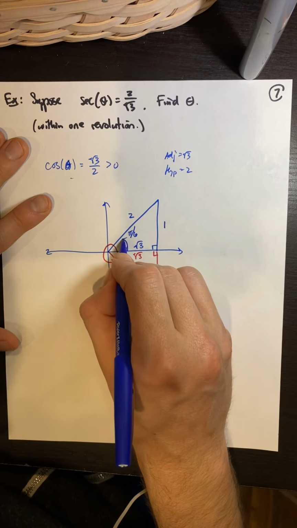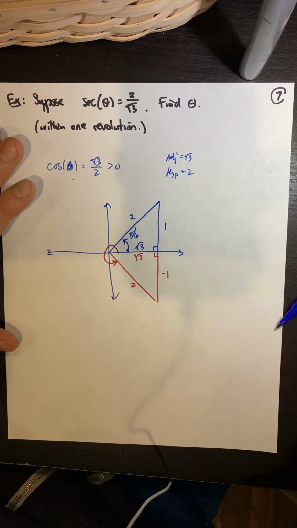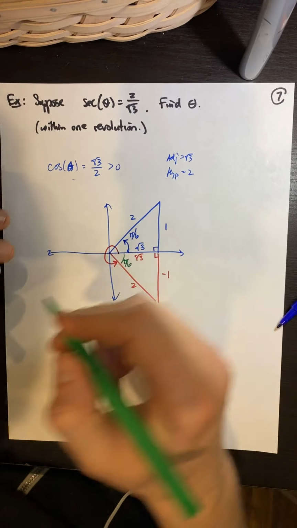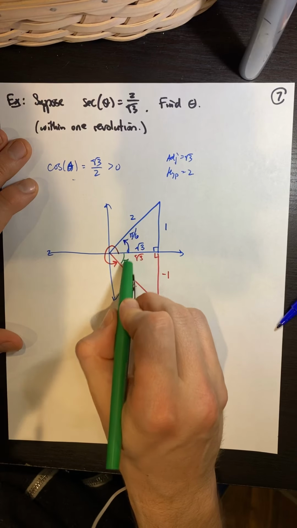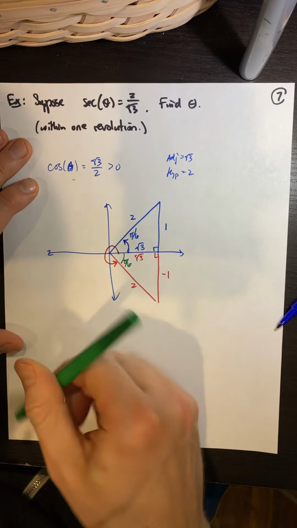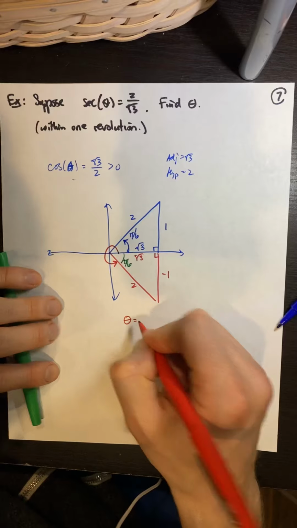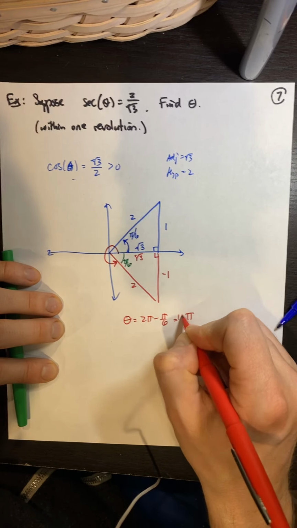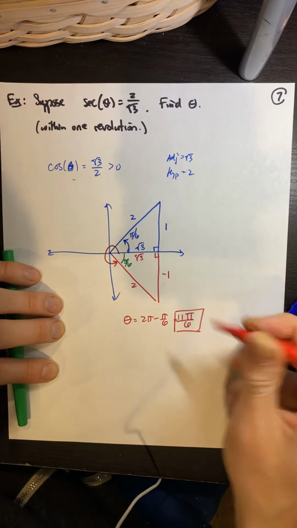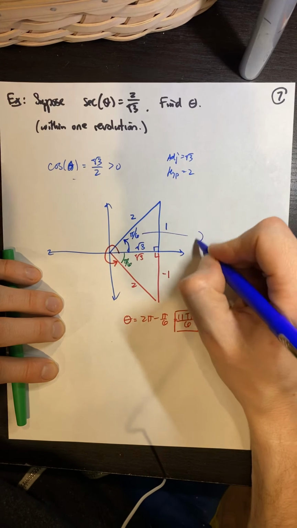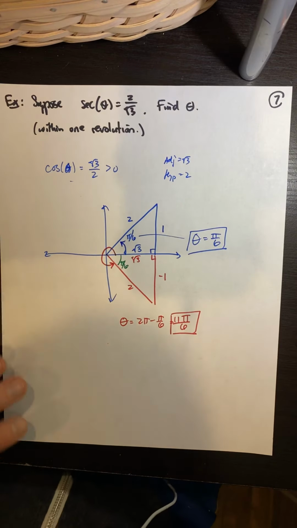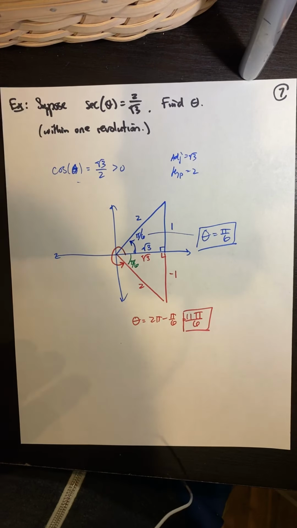So this angle right here must be pi over 6, which means my reference angle here is pi over 6. And so if my reference angle is pi over 6 here, how much would be in the red angle? Well, that would be exactly 2 pi minus pi over 6, which gives me 11 pi over 6. So that's the red angle, and the blue one is the easier one. It's just pi over 6. Okay, so that's how you might work backwards to find the angle that we're talking about.